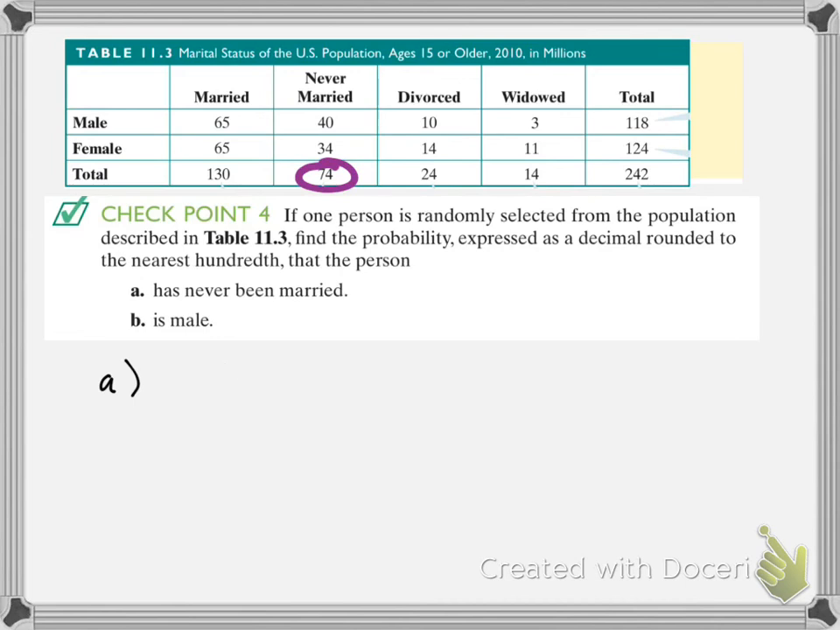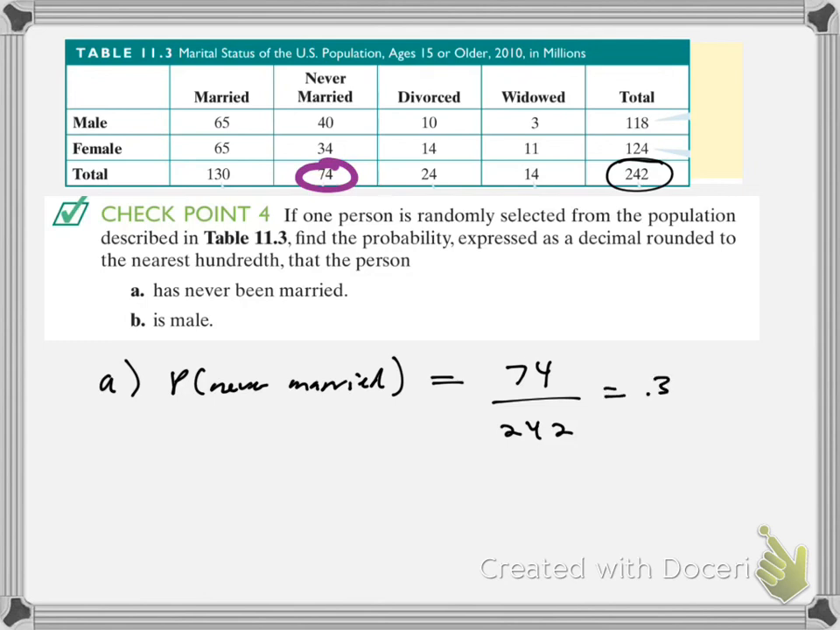Well, let's write this formally, sorry. The probability of never married. This is the proper way, okay? There are 74 people never married out of a total of, looks like, 242 people. So let's just put that into the calculator. 74 divided by 242. And that is 0.31. So about a 31% chance of people that have never been married, okay?